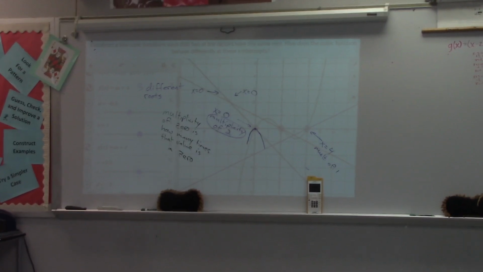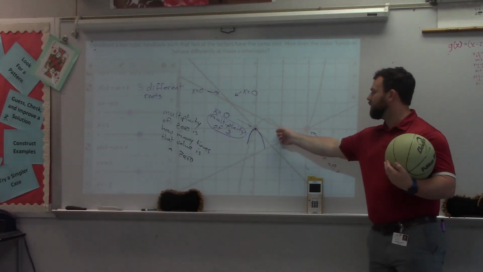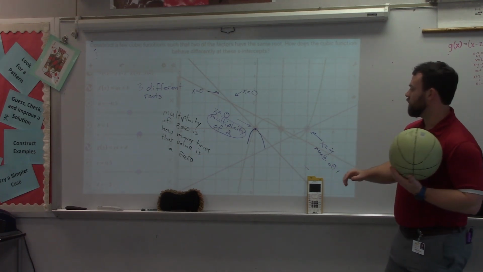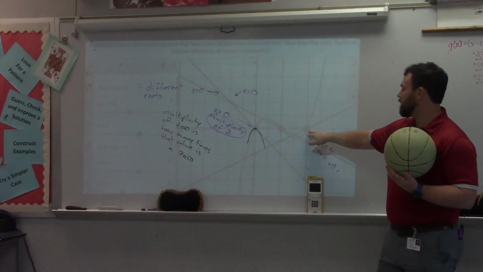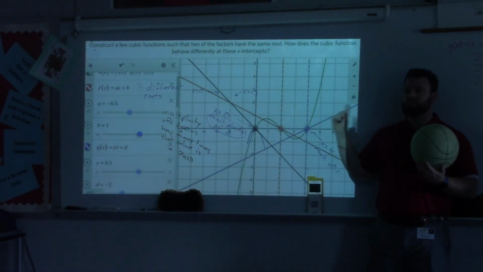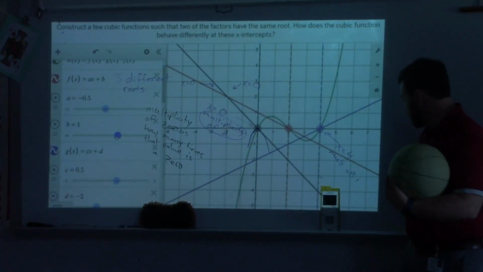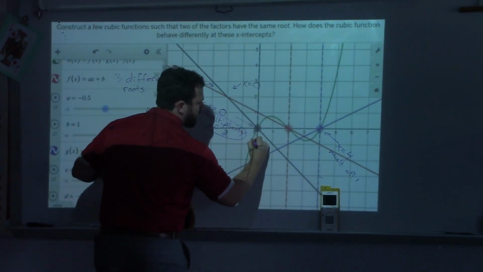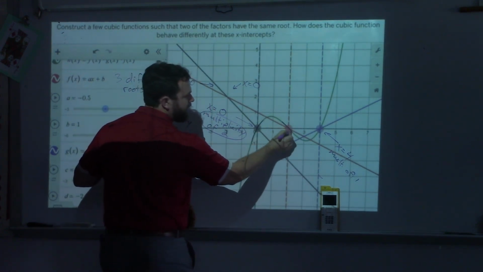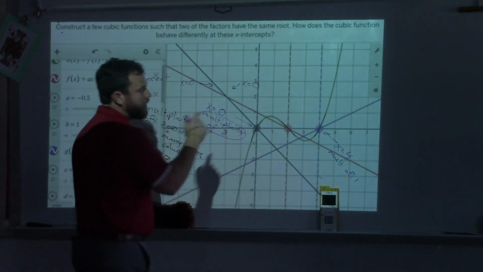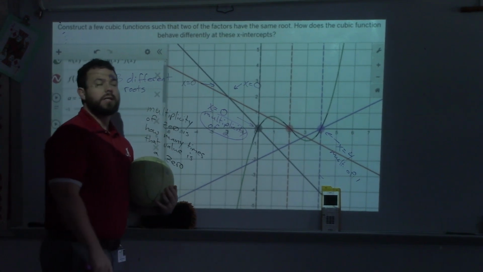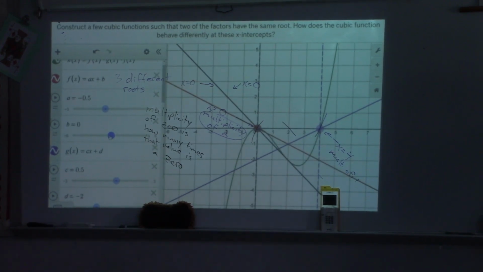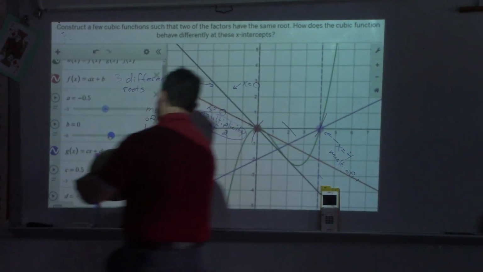So, right here, each of these x-intercepts would be what kind of root? Or what multiplicity? Each zero happens how many times? Once, right? So, notice how through here, when I look at this zero, right here it's behaving this way, right here it's behaving this way. How is that behavior around that x-intercept different from when it is like this? What's happening differently with this x-intercept right here?